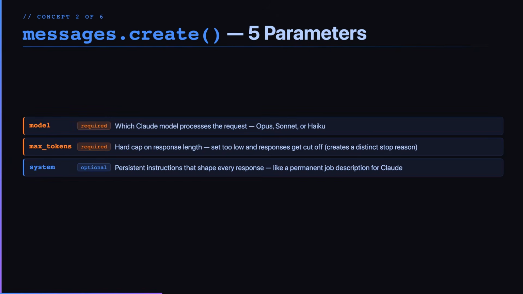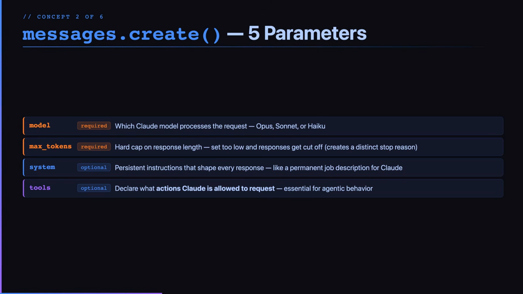Third, system, optional but powerful. Persistent instructions that shape every response. Think of it as a permanent job description for Claude in this session. Fourth, tools, optional but essential for agentic behavior. This is where you declare what actions Claude is allowed to request. More on this in the next slide.